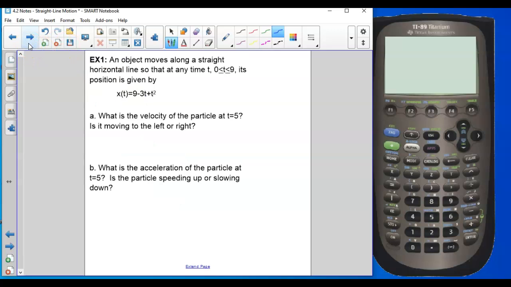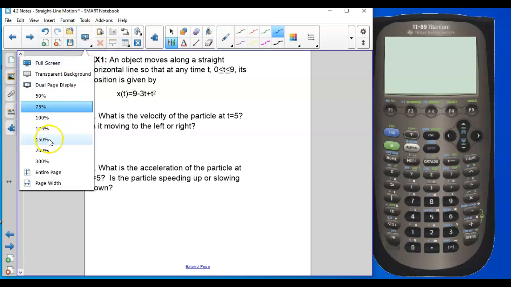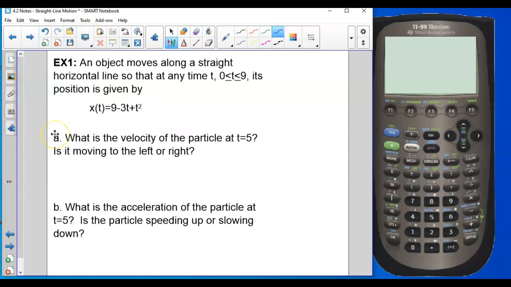It tells us that an object moves along a straight horizontal line, so that at any time t, 0 is less than or equal to t less than or equal to 9, its position is given by x of t equals 9 minus 3t plus t squared. What is the velocity of the particle at t equals 5? Is the particle moving to the left or the right?